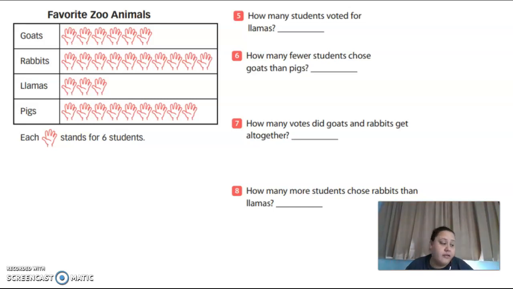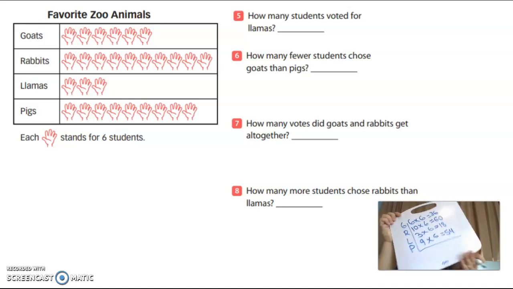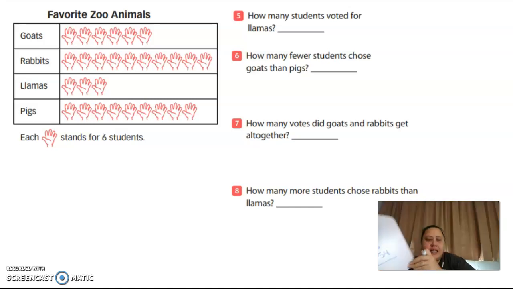How many students voted for llamas? Well, we have that here. 3 hands. 6 plus 6 plus 6 equals 18. So 18 students voted for llamas.